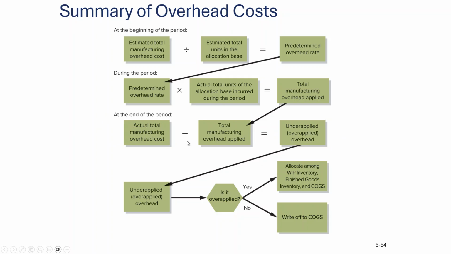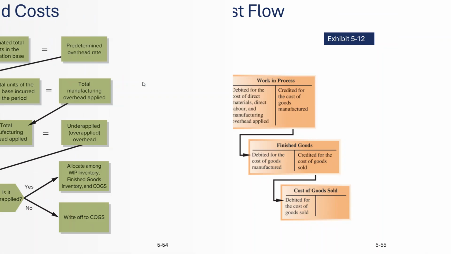So we have that account that we call a clearing account. We keep track of what the actuals are, and then we keep track of the overhead being applied. And then at the end, you determine whether it is under or over applied. So you ask this question: is it over applied? If the answer is yes, then you allocate between three accounts based on the percentage that we looked at. If the answer is no, that means it was underapplied, then we put everything to your cost of goods sold. Okay, so this is the summary of how your overhead works.